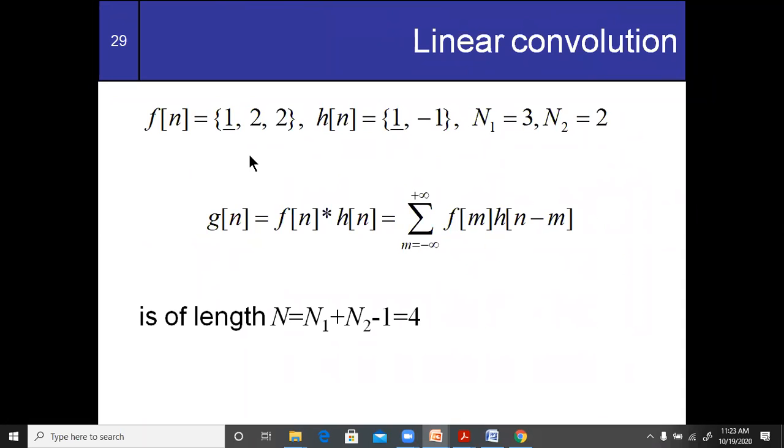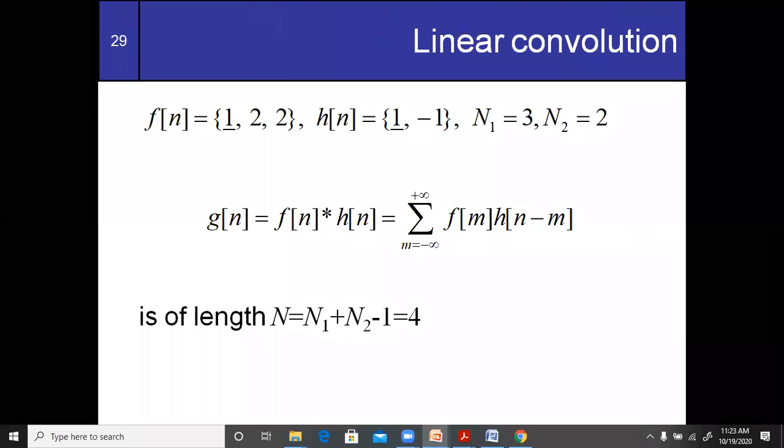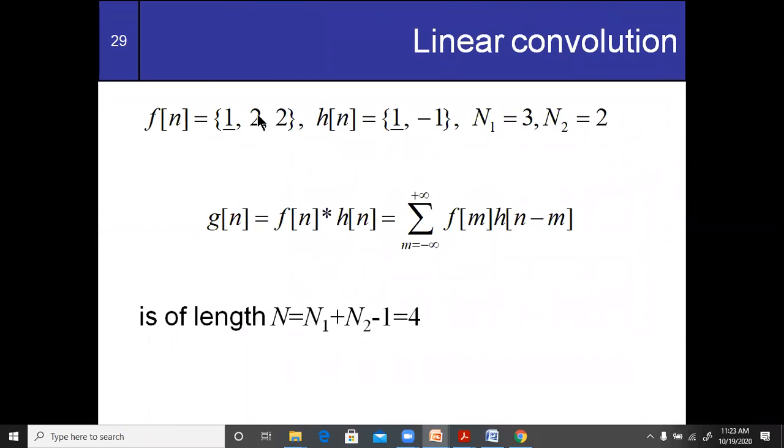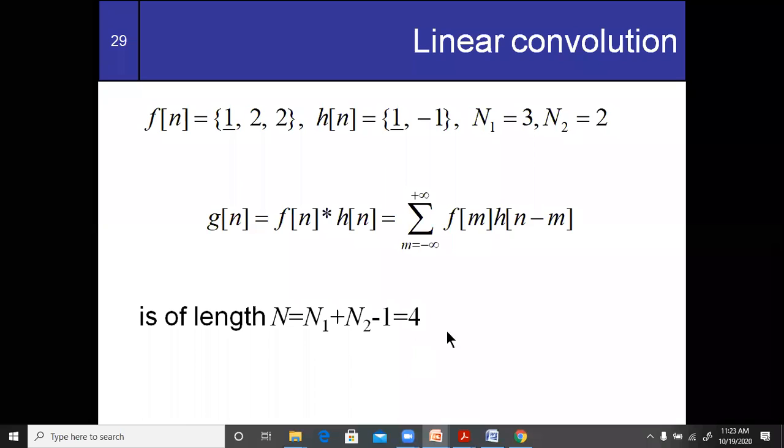Now let us see what linear convolution corresponds to in the time domain. So if we have f of n equal to 1, 2, 2, h of n equal to 1 and minus 1, then the size of f of n will be 3, therefore n1 is 3 here. Size of h of n is 2, therefore n2 is equal to 2. So the length of the convolution of f of n with h of n, which we call g of n, will be nothing but n1 plus n2 minus 1. That is 3 plus 2 minus 1, that will be 4.